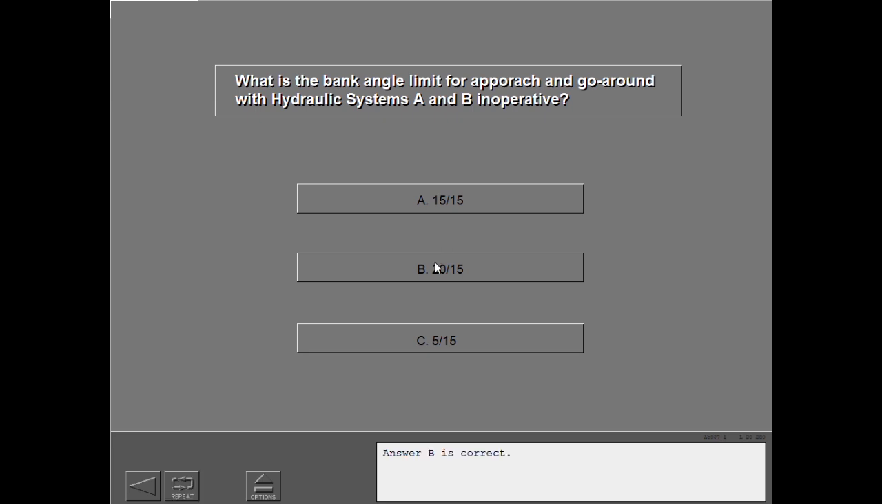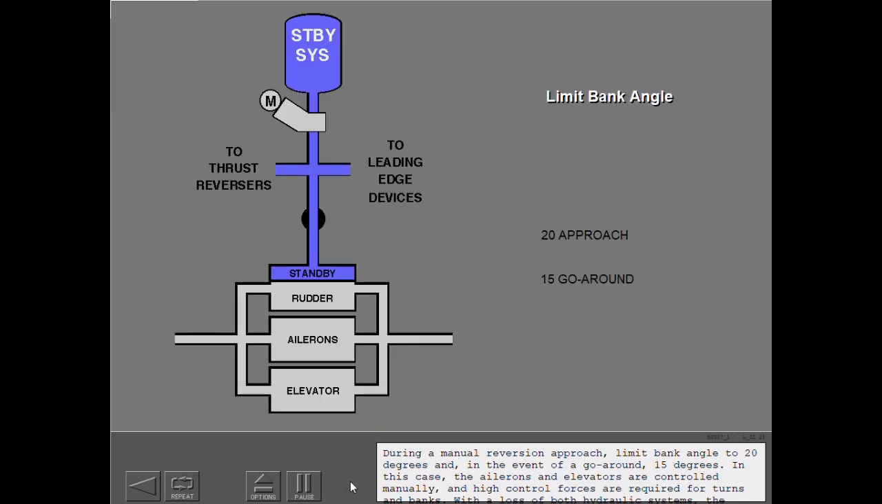Answer B is correct. During a manual reversion approach, limit bank angle to 20 degrees and, in the event of a go-around, 15 degrees. In this case, the ailerons and elevators are controlled manually, and high control forces are required for turns and banks. With the loss of both hydraulic systems, the rudder is powered from the standby system and is very effective. Care must be taken to prevent over-controlling the airplane.